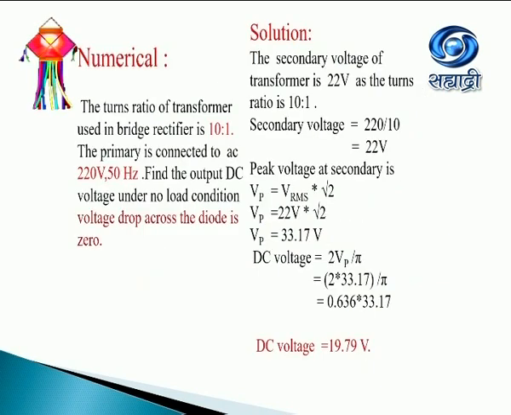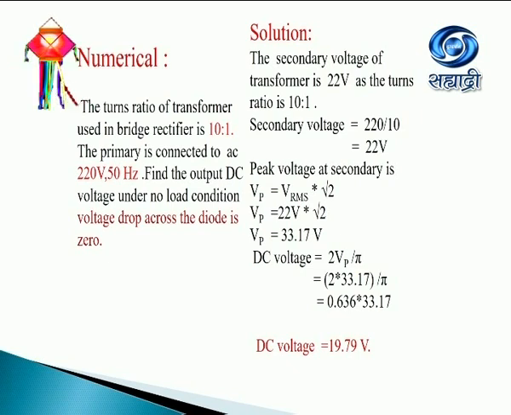Now we can see the numerical. The turns ratio of the transformer used in a bridge rectifier is 10:1. The primary is connected to AC 220 volt, 50 Hz. Find the output DC voltage under no load condition. Voltage drop across the diode is 0.